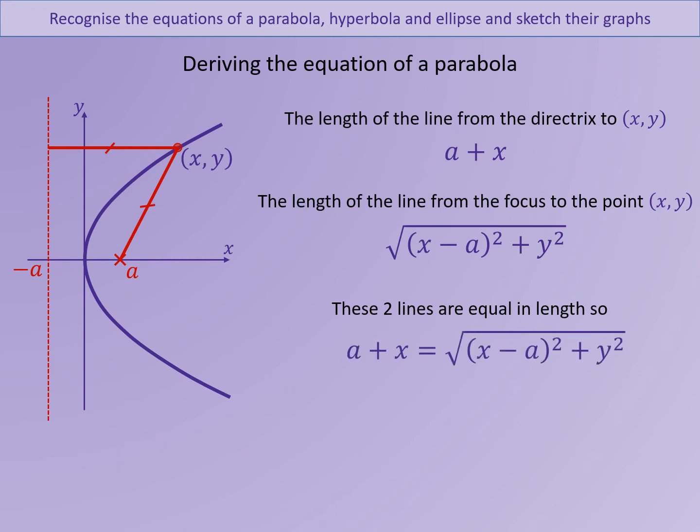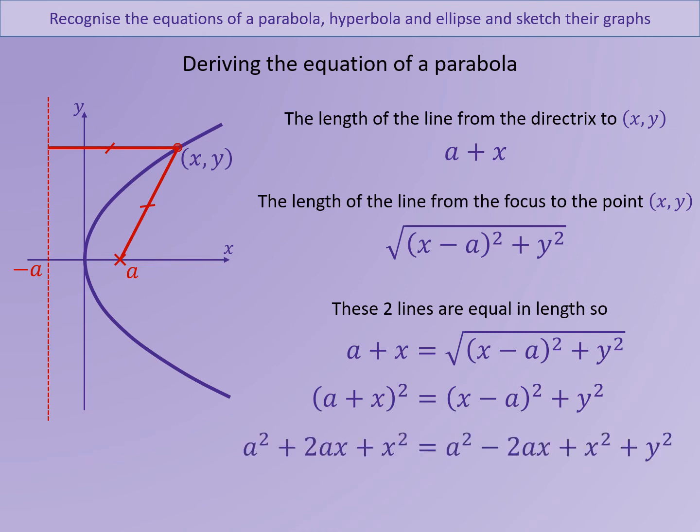so we can put them equal here. We can then square both sides and expand out the expressions. We can then simplify, and this leads us to y squared equals 4ax.